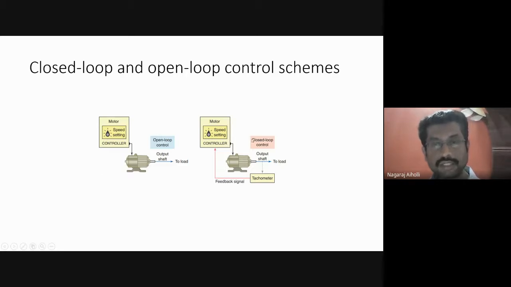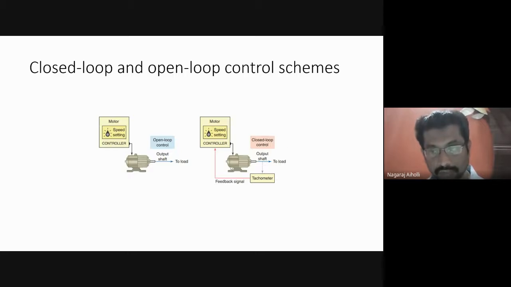The next one is the closed loop system or closed loop control. Here, the output from the load is measured by the tachometer. All of you have come across a tachometer. What is the function of the tachometer? It is an instrument for measurement of speed. Very good. So the tachometer is used for measurement of the speed.